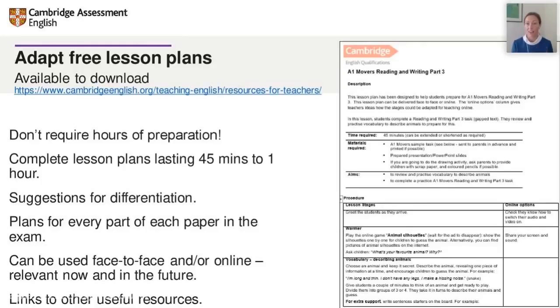And there are suggestions for differentiation. That's something we'll come back to later on today. There's a plan for every part of each paper in the exams. So for this example, this is A1 Movers, from the reading and writing, and this is particularly looking at part 3 of the exam. So this lesson is all about this part, looking at the gapped text part. They're very, very specific to different parts of the exam. You can use them not only online, but they can be used face-to-face as well.